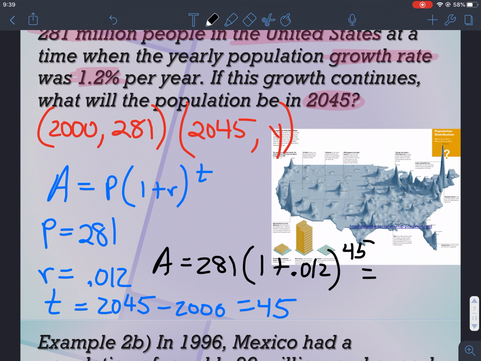We get a future population of the United States of 480.65 million people.